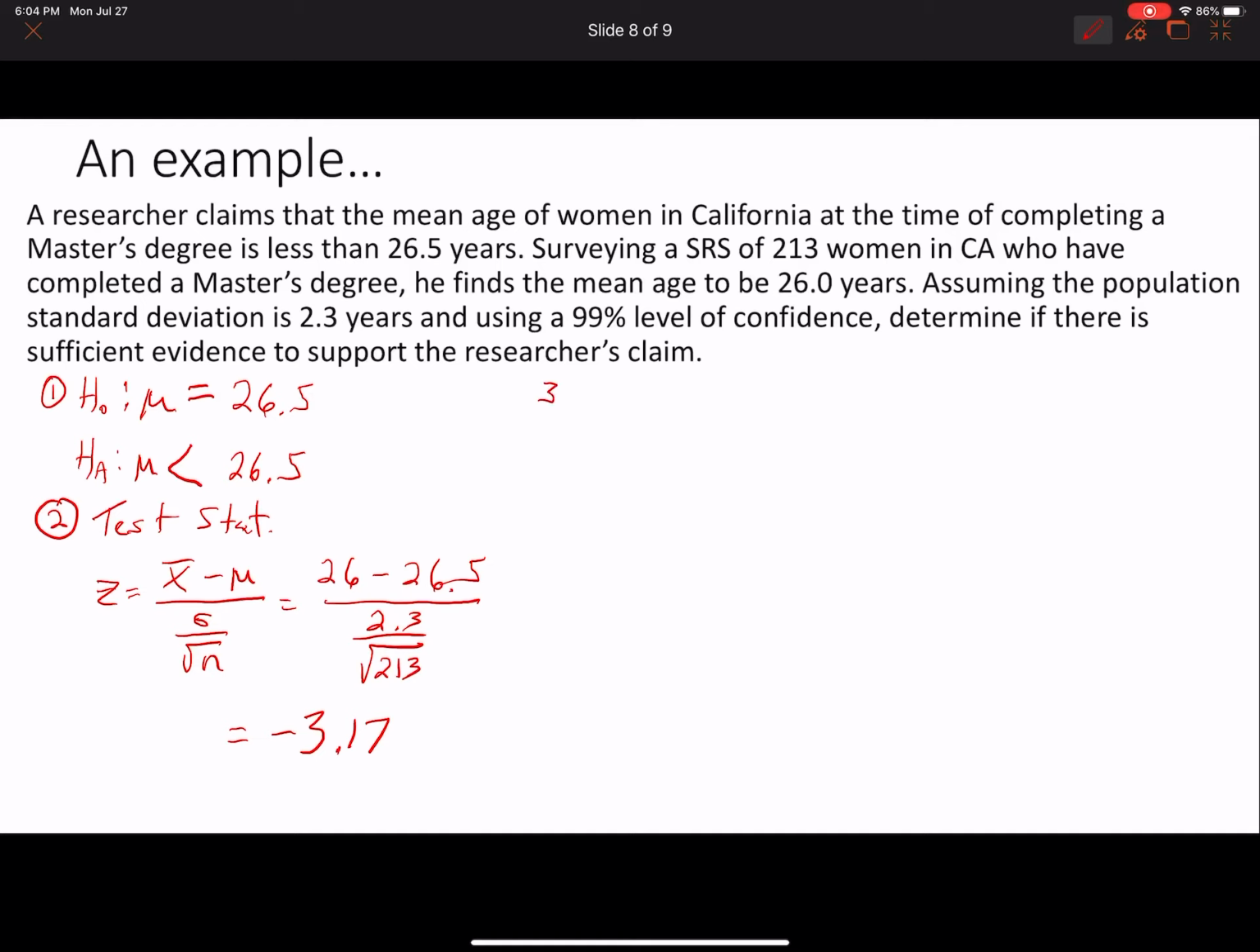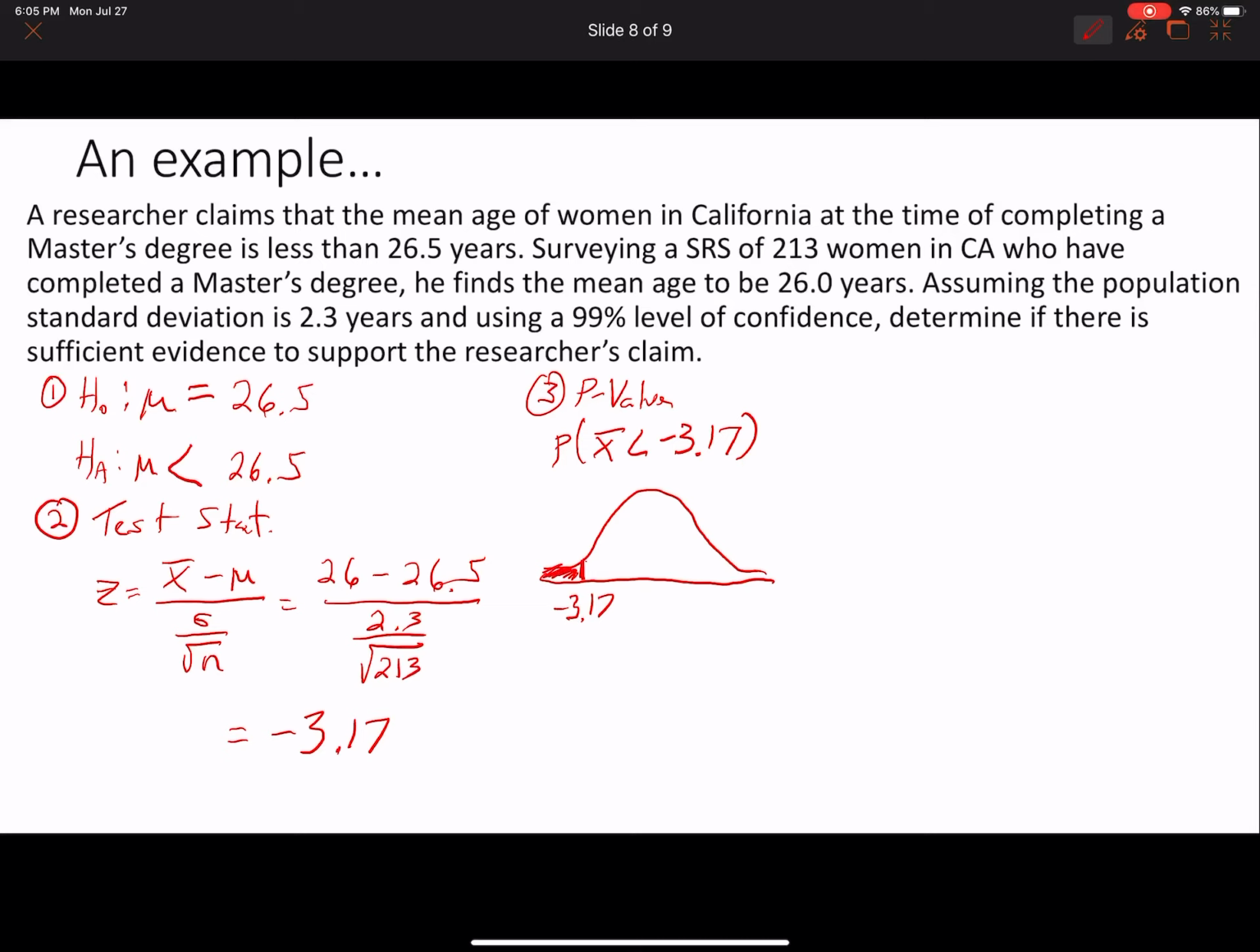Okay, step number 3 is, of course, to obtain our p-value. So we're looking here for the probability that our sample mean is less than negative 3.17. The reason it's less than is, remember, that's coming right from the alternative hypothesis. So just a quick picture of our normal distribution. Negative 3.17 is somewhere way over here, and that's the area under the curve, very, very small.